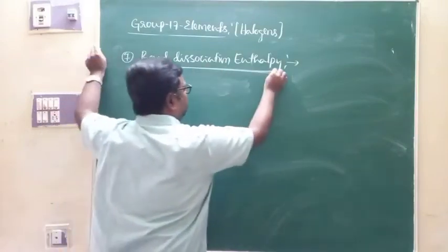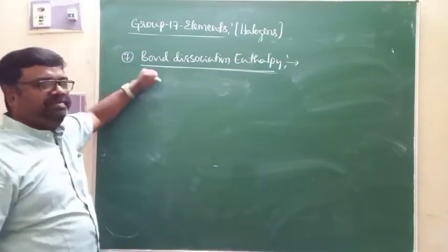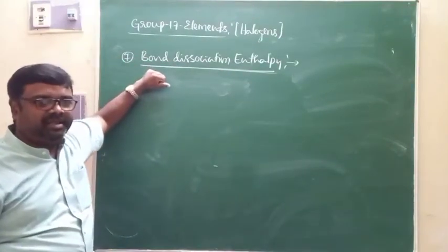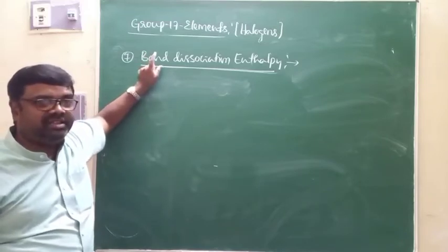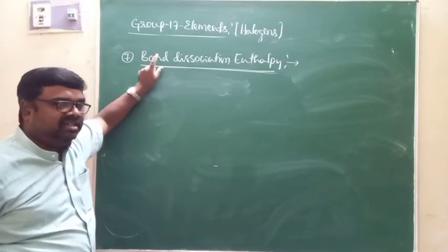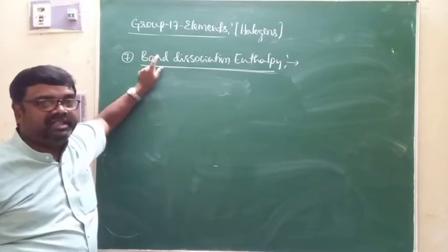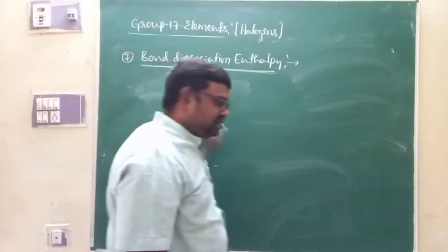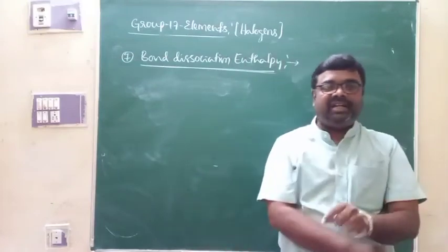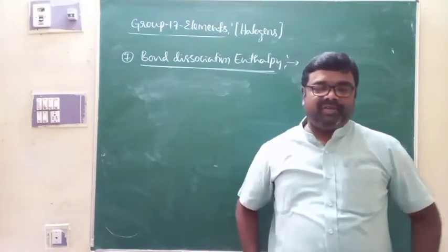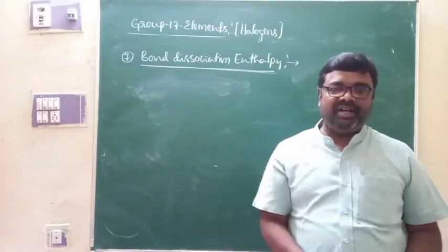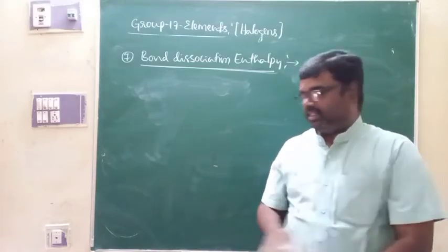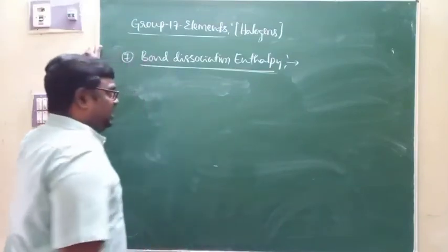As the bond dissociation enthalpy decreases, reactivity increases. This bond dissociation enthalpy is a direct measure of reactivity. When the bond dissociation enthalpy decreases, that means the energy required to break the bond decreases. The bond can be easily broken and thereby reactivity increases. That is what we call reactivity.